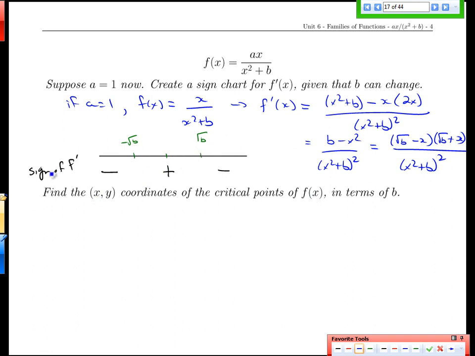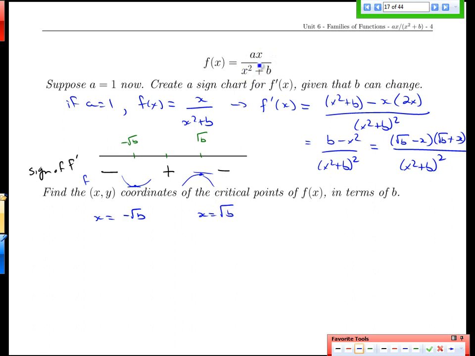The critical point, we have the sign of f prime going negative, so the graph is going down. This is f. Going down, hitting 0 slope, then going up. There's going to be a critical point at that transition. That's going to be a local minimum, and then increasing to a local maximum, back down. The location of the critical point is going to be at x equals negative root b, would be the first one, and at x equals root b.